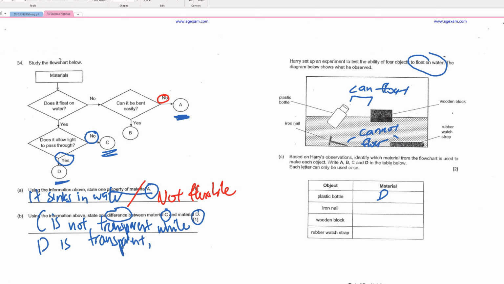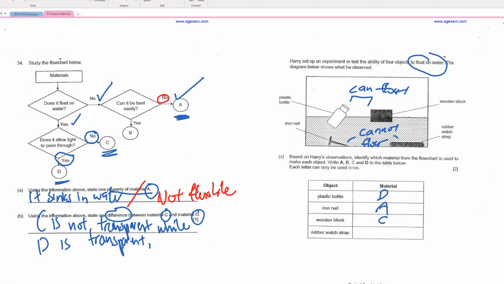Let's take a look at the wooden block. Wooden block can float on water. Yes. Does it allow light to pass through? You cannot see through a wooden block. So the best answer is C. So for wooden block it is C. Next, iron nail. Iron nail cannot float on water. Can it be bent easily? Because iron nail is made out of metal, it cannot bend easily. So the best answer for iron nail is A.